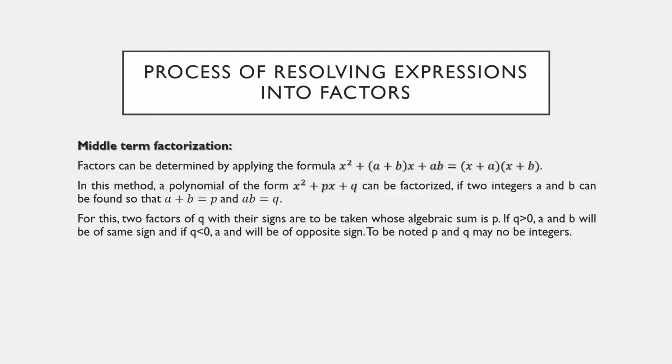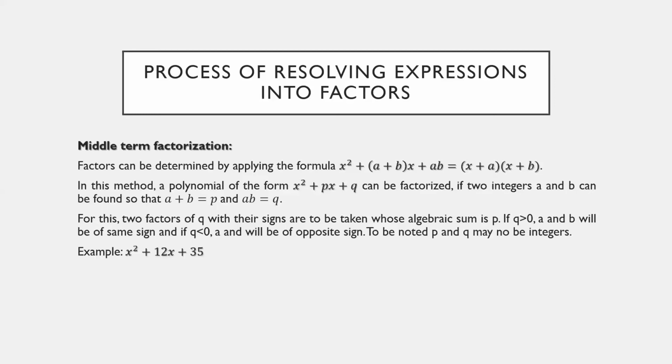Now q can be positive or negative. There is a question: what will we do if q is 0, q is greater than 0, or q is less than 0? If q is greater than 0, a and b will be of the same sign, and if q is less than 0, a and b will be of opposite signs. To be noted, p and q may not be integers.